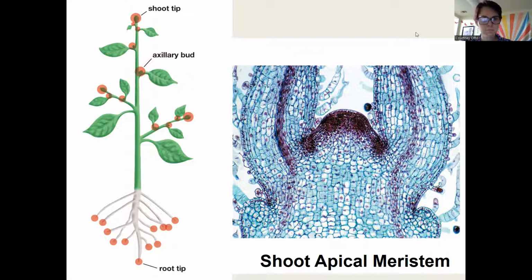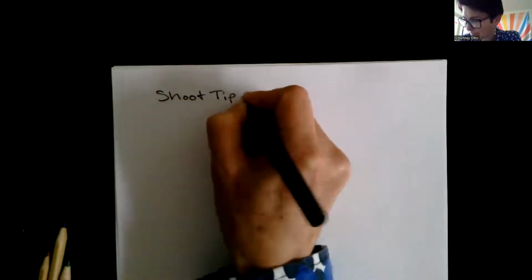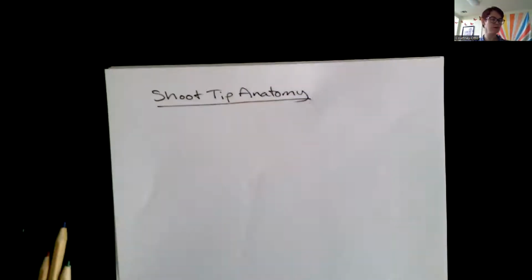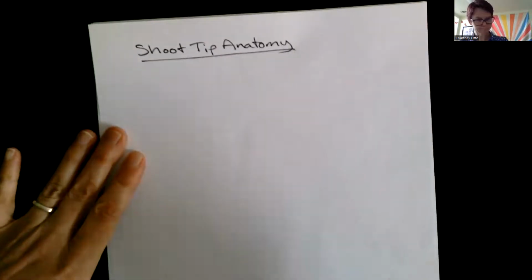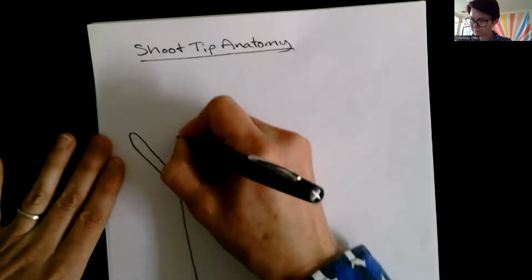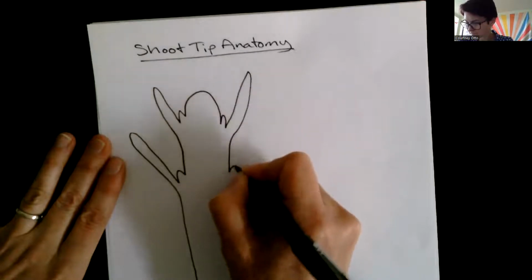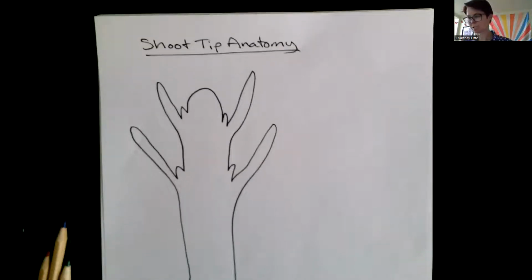So we're going to be drawing this process as it happens, and I'm just going to diagram a little shoot tip. We're going to be diagramming shoot tip anatomy to visualize this process of primary growth or elongation, whereby our stem is elongating and we're getting new little leaves produced. And so what I'm going to draw is I'm going to kind of center my drawing here. To me, these always kind of look like little monsters. All right, this is my little shoot tip.